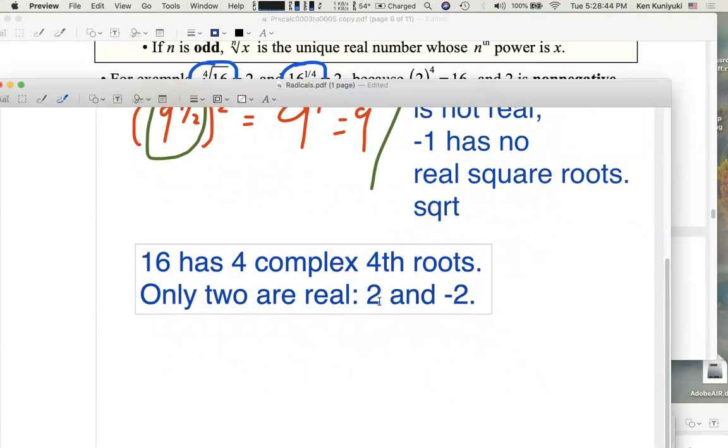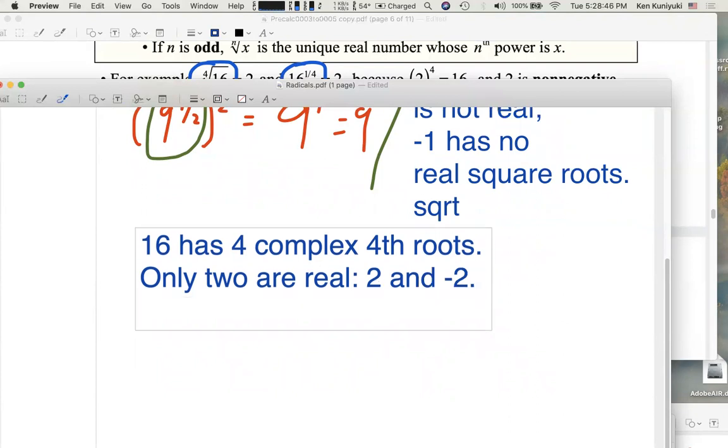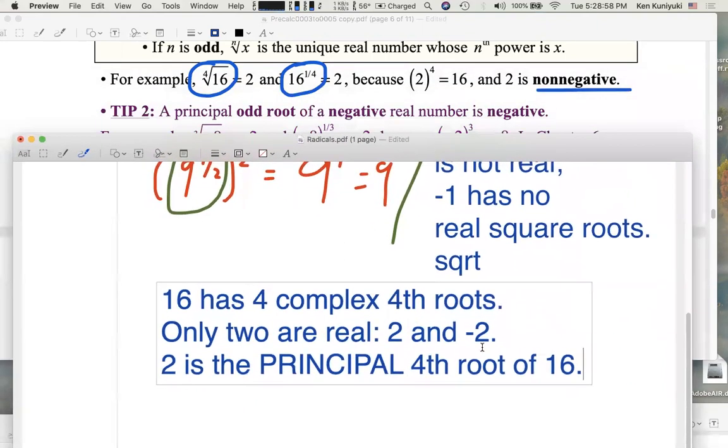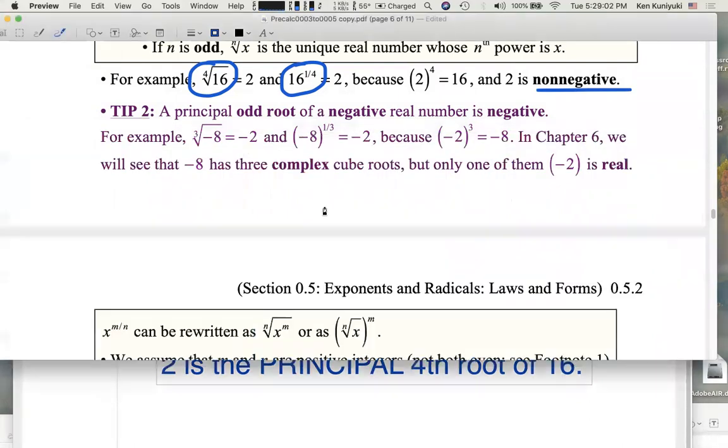And our favorite one is, of course, the non-negative root. 2 is the principal 4th root of 16. It's our favorite root. It's real, and it's non-negative also. The -2 is our second favorite because it's at least real. Right. But wait a minute. What if we have an odd root and a negative number in here? Okay. The cube root of -8 is -2. That does work out.